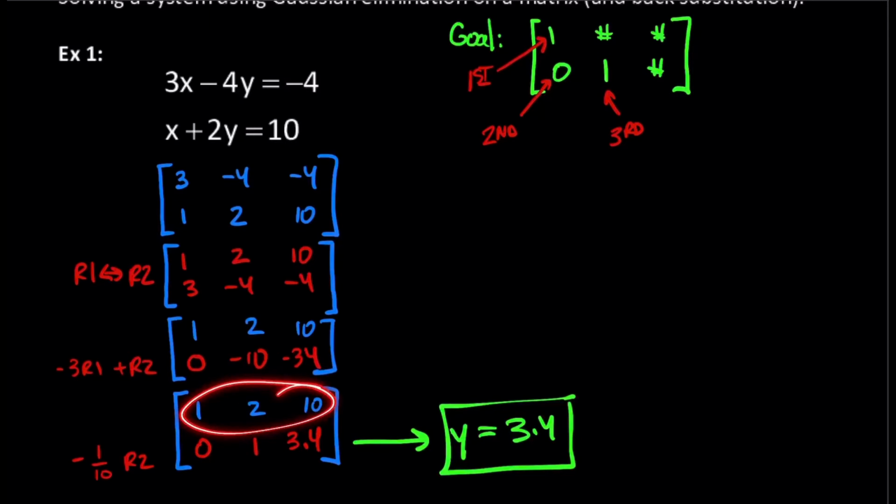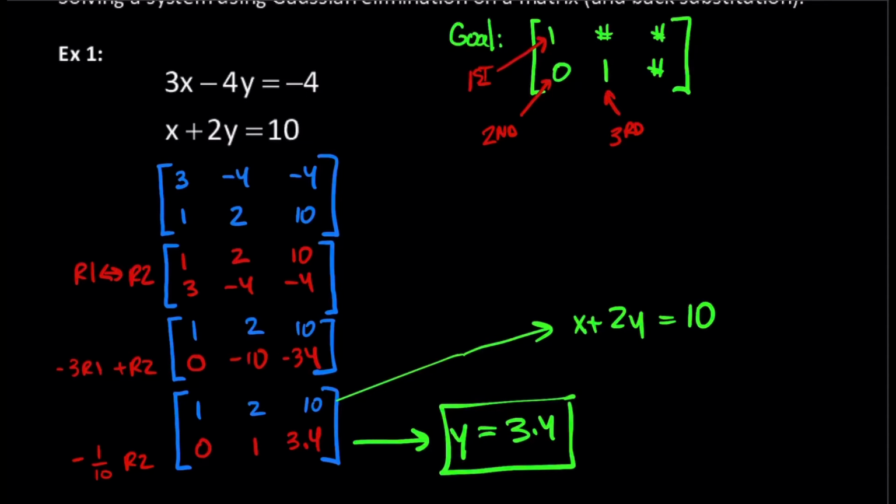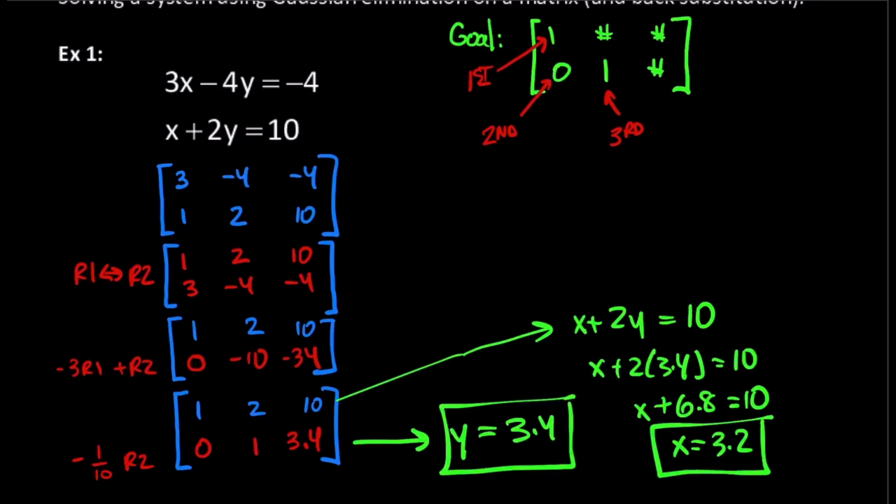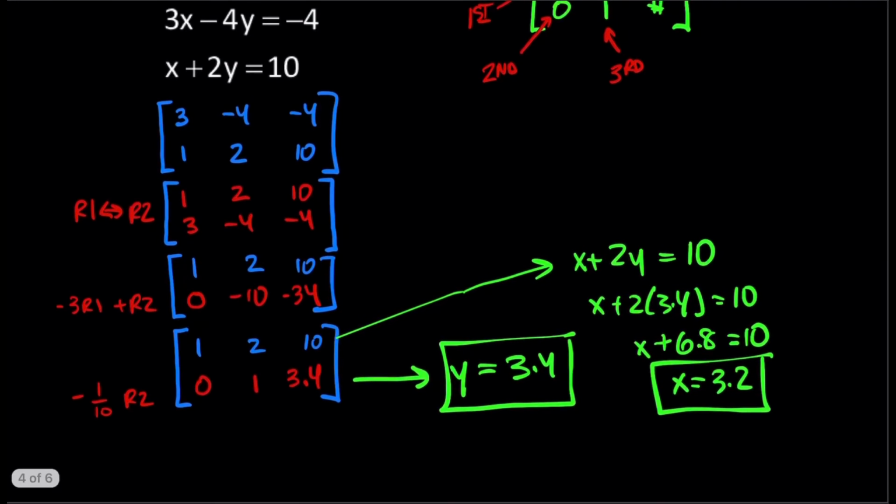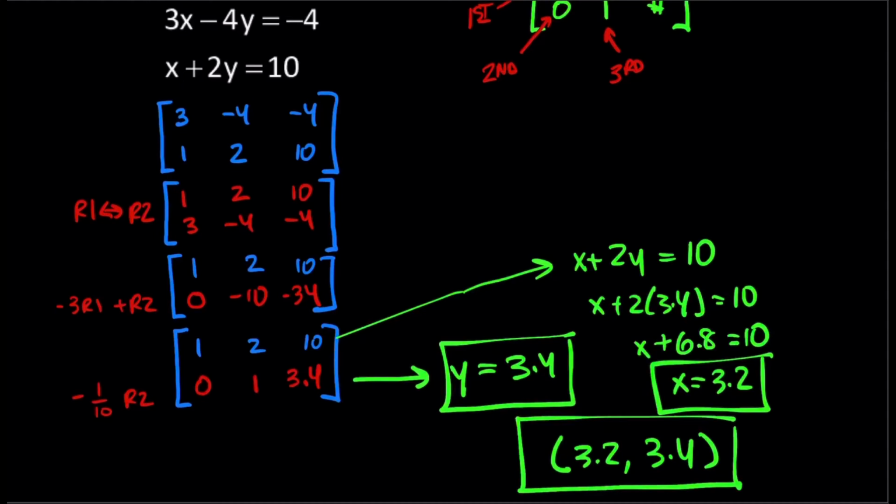Now this equation is x plus 2y equals 10, and then use back substitution, right? I know that goes in there. x plus 2 times 3.4 equals 10. x plus, this is easy to do in your head, 6.8 equals 10. I'm going to subtract 6.8 from both sides. x equals 3.2. So there's my solution. Basically what I've done is I found the ordered pair, 3.2, 3.4. There are only two variables in this system, so this represents a linear system. Two lines intersect, and there's your point of intersection.